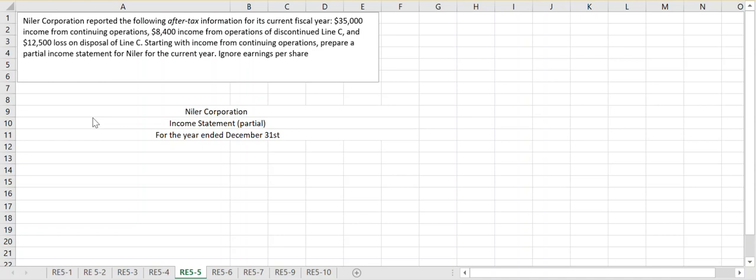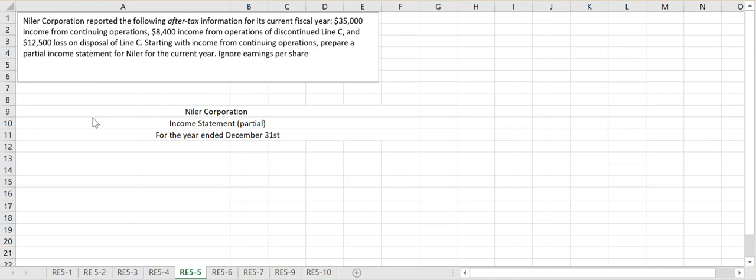So in this example, in review exercise 5.5, they tell us that our corporation has reported the following after-tax information for its current fiscal year. It's important to note that it's after tax, so they're giving you the after-tax amounts. No matter what, everything with your discontinued operations has to be shown net of taxes. The reason for that is because this section comes after you've already calculated income taxes on your normal operating income. So this is happening afterwards. We still have to show that tax impact that's going to happen for those discontinued items.